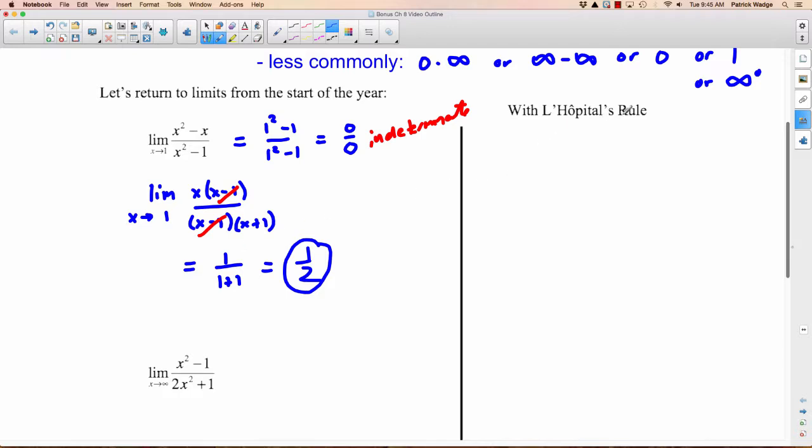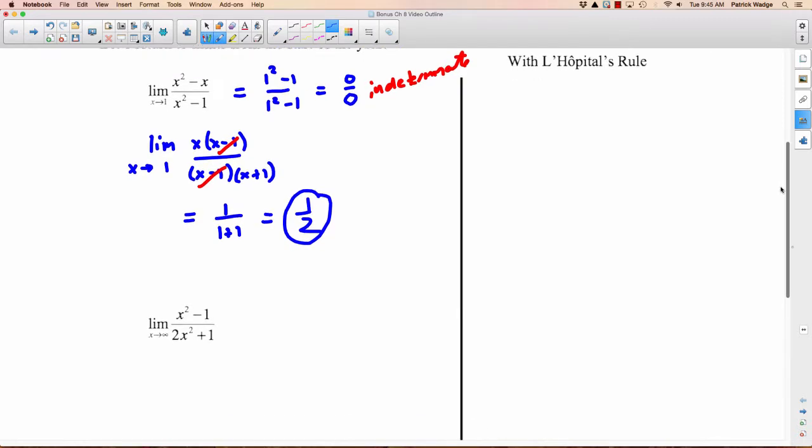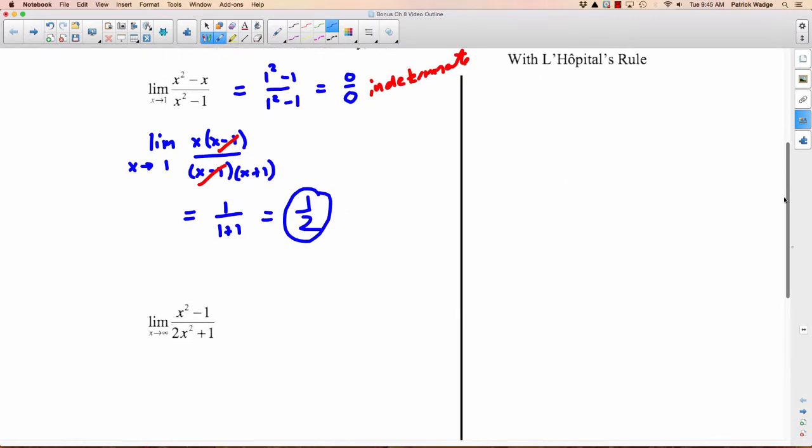We haven't learned L'Hopital's rule yet, so we can't use it. But after I teach it to you, you'll come back and solve the same one using L'Hopital's rule, and you'll see you get the same answer, 1 over 2.